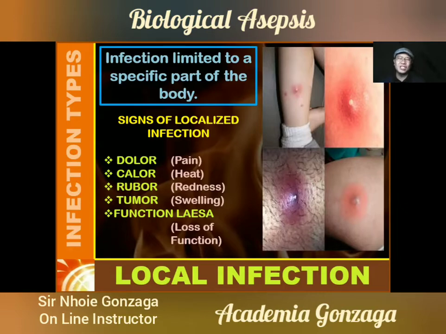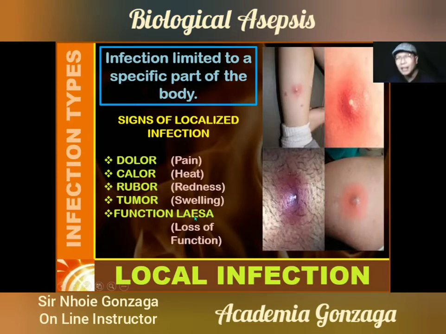That's why local infection also carries the same signs as inflammation. So what are the signs of local infection or inflammation? You have dolor, calor, rubor, tumor, and functio laesa. What is that? Well, in English, dolor is pain, calor is heat, rubor is redness, tumor is swelling, and functio laesa is loss of function.